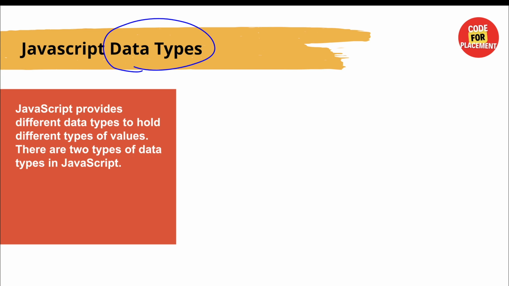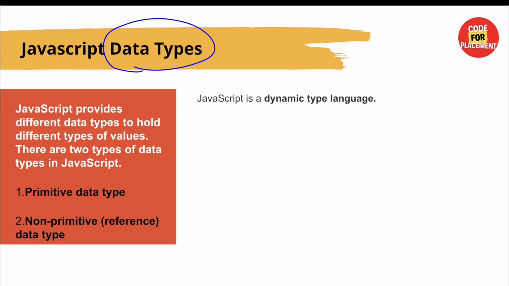So basically the types are, one is primitive data type and another is reference data type or non-primitive data type. Also, JavaScript is a dynamic type language, we can call it, or we can also call it a scripting language. But we call it a dynamic type language for a reason, because in the previous video we have seen what var, let and const are. We call it dynamic type because we can change the value of the JavaScript variable in runtime itself.